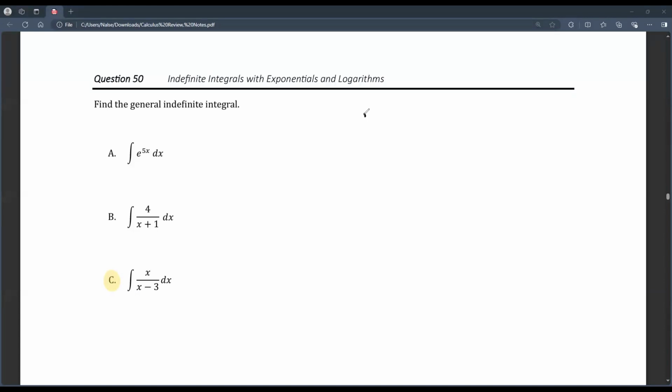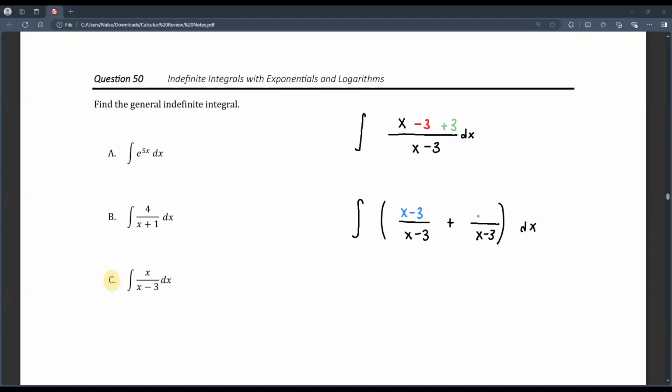Question 50, Part C. To integrate this function, we will first need to rewrite the integrand. If we write the numerator as x minus 3 plus 3, we will be able to separate the fraction, which leads to two separate terms that can be integrated individually. The first fraction simplifies to the constant 1, and the second is 3 over x minus 3. The final answer is x plus 3 ln of |x minus 3| plus C.